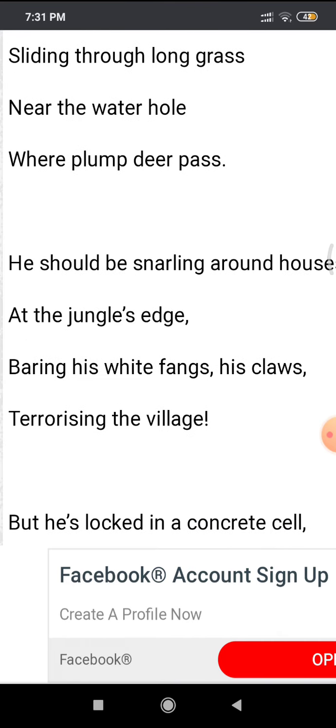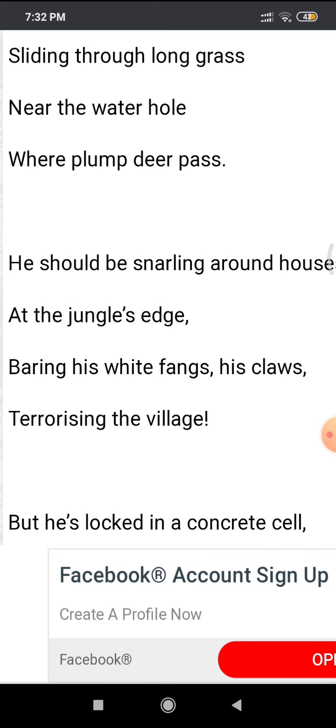He should be snarling around houses at the jungle's edge, baring his white fangs, his claws, terrorizing the village. So, if he had been in the jungle, then he would have been snarling, which means to make an angry and warning sound. He might be roaring around the houses at the edge of the jungle. Okay, baring his white fangs, his claws. Baring means showing. Showing his white fangs; fangs here means two long sharp teeth.